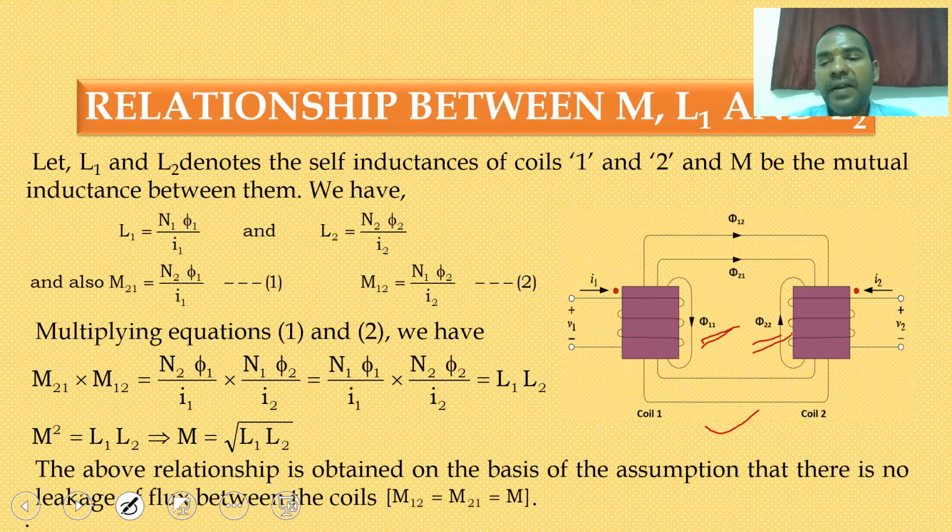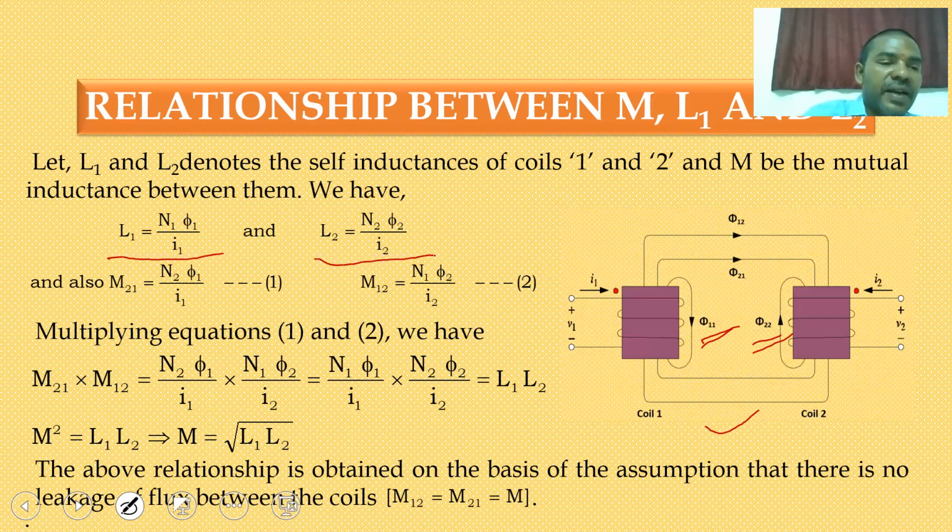Phi11 and Phi22. So listen once again. We are concentrating on the self values of two coils and also the mutual induction between the two coils. You already know that L is N dphi by di. So here I am taking L1 for the first coil as N1 phi1 by I1, and for the second coil, L2 as N2 phi2 by I2.